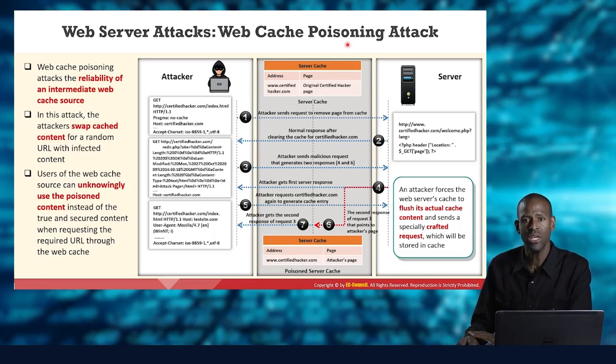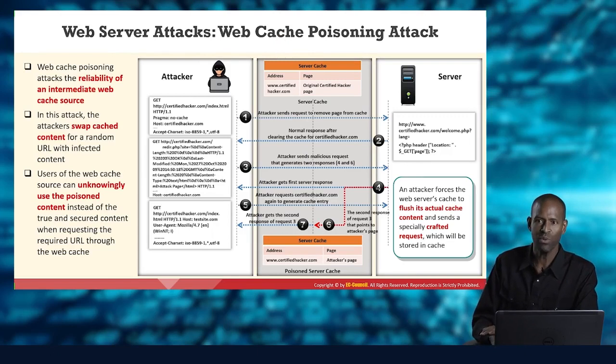But what an attacker can do is poison the web cache. In this case, they use a multi-step process to swap out the cache content. So if my web cache has been poisoned, swapped out, instead of true and secure content, when I go back to that URL, I'll be redirected to a fake page where all kinds of bad stuff can happen. In this case, the attacker is flushing out my actual cache, putting in their own information with a specially crafted request that will take me where I don't want to go. That is a web cache poisoning attack.